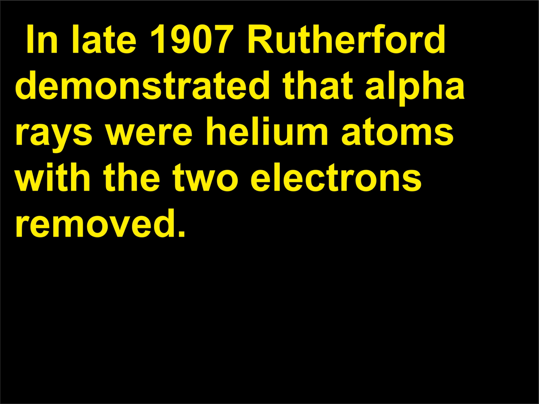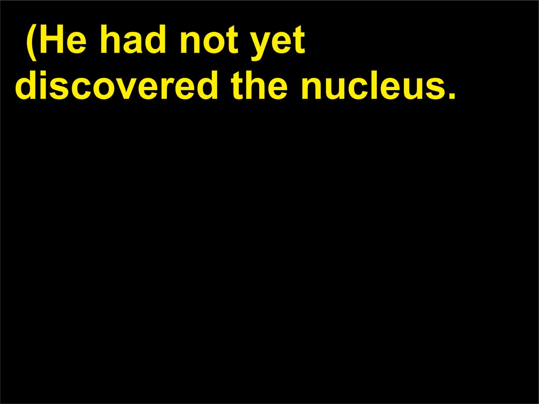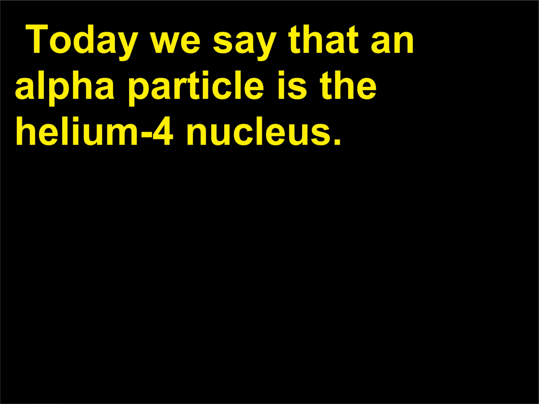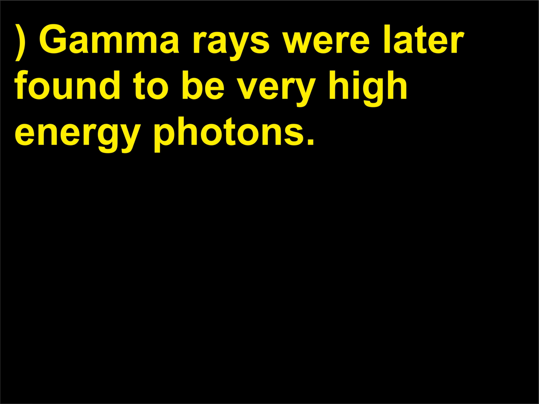In late 1907 Rutherford demonstrated that alpha rays were helium atoms with the two electrons removed. He had not yet discovered the nucleus. Today we say that an alpha particle is the helium-4 nucleus. Gamma rays were later found to be very high-energy photons.